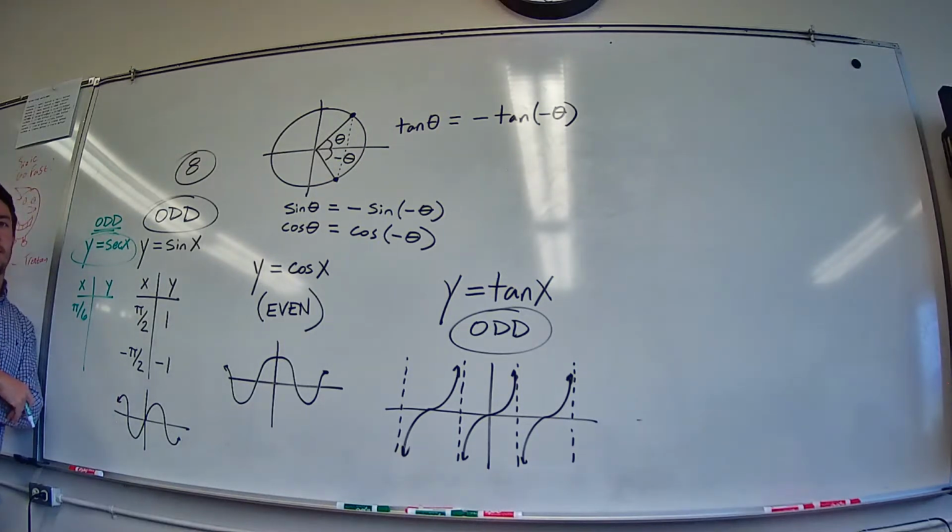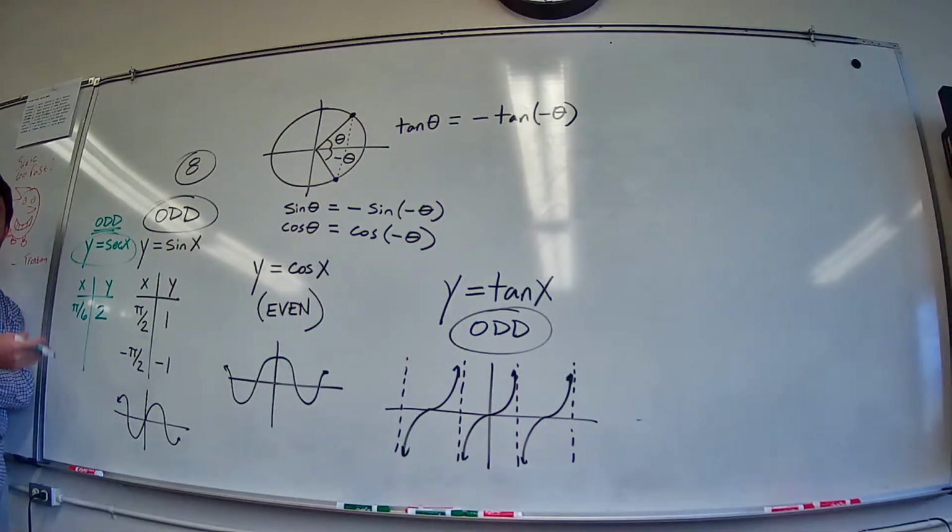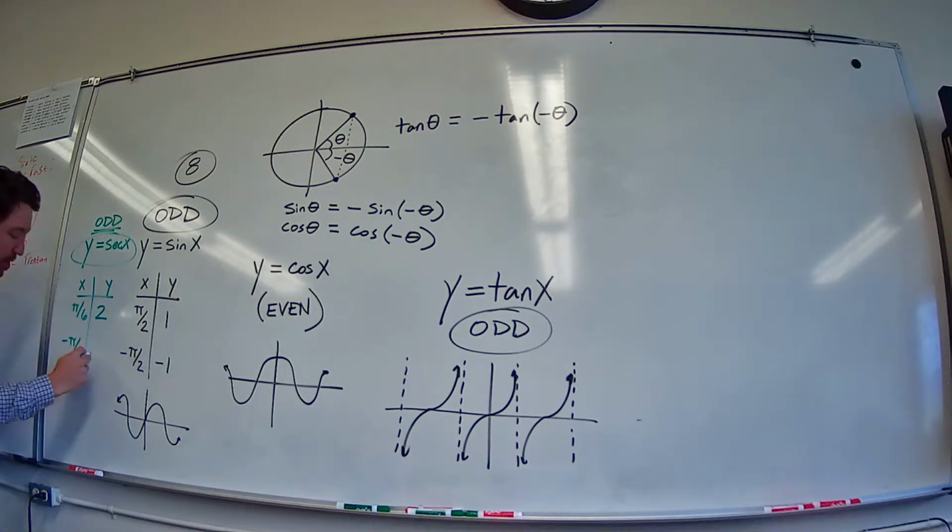Does anyone feel confident that they know the secant of pi over 6? Secant of pi over 6. Anyone? 2. Very good. How do we figure that out? We go, well, the sine of pi over 6 is 1/2, and the secant's reciprocal, so the reciprocal of 1/2 is 2. How about negative pi over 6? Well, the sine of negative pi over 6 is just negative 1/2, so the secant would be negative 2. Does that show you the oddness?